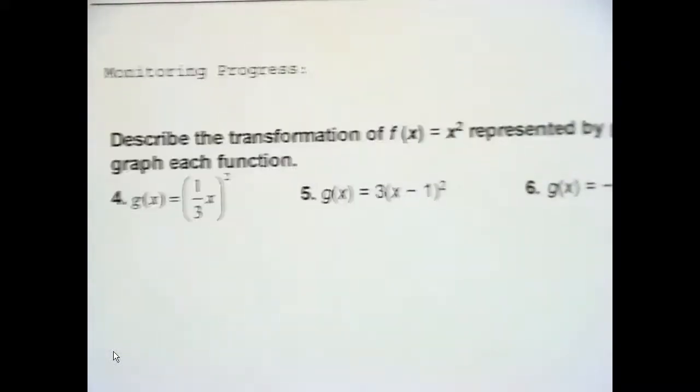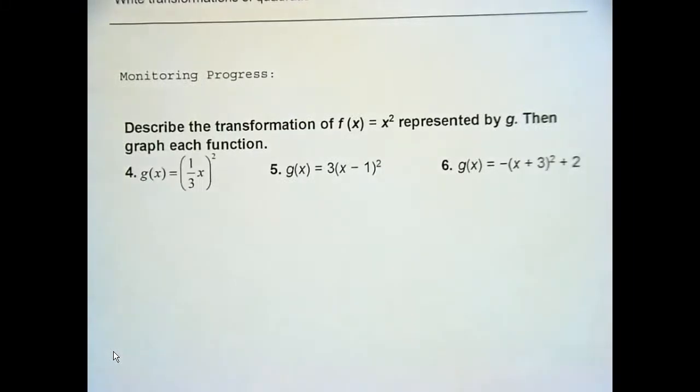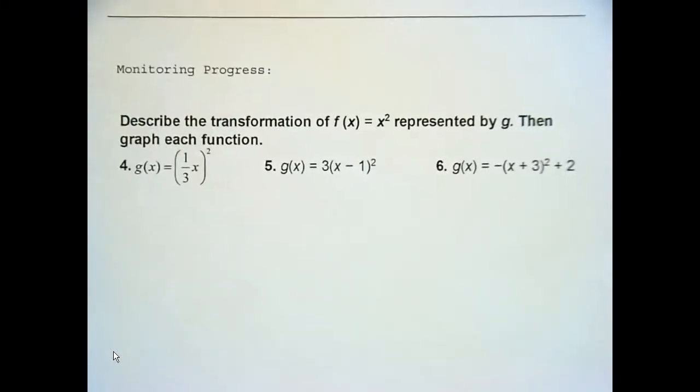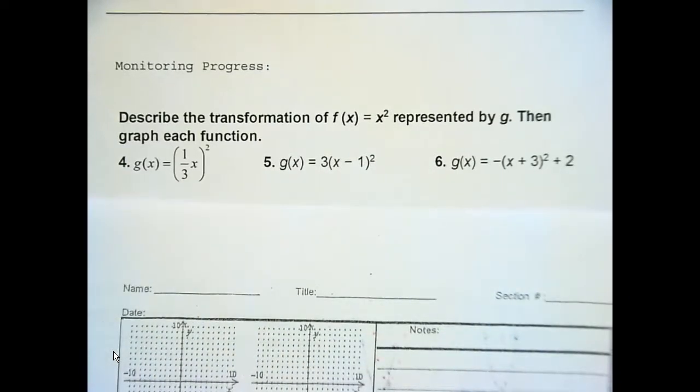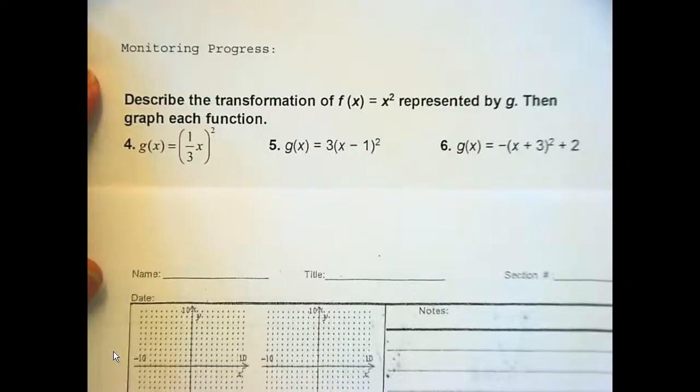Okay. Then let's try some more of the complex stuff here. All right. Number 4. Describe the transformation of f of x equals x squared represented by g, then graph the function. So in number 4, tell your neighbor what the transformation is. All right, let's wrap up discussion.